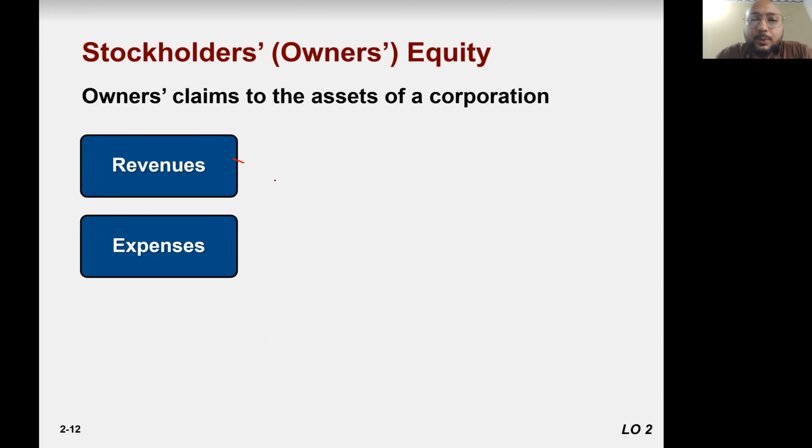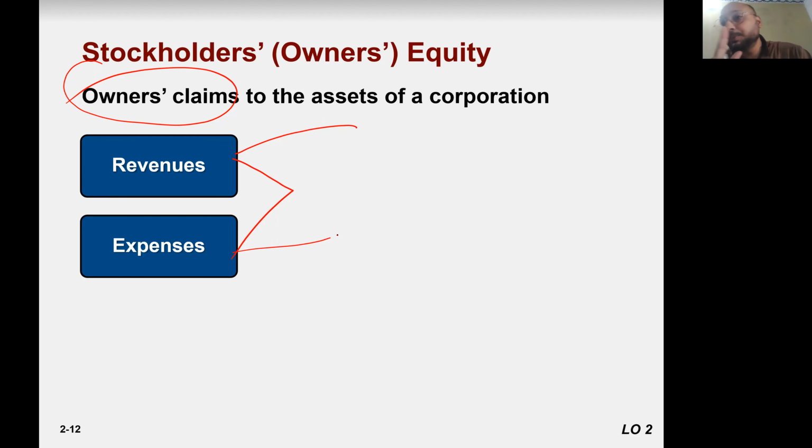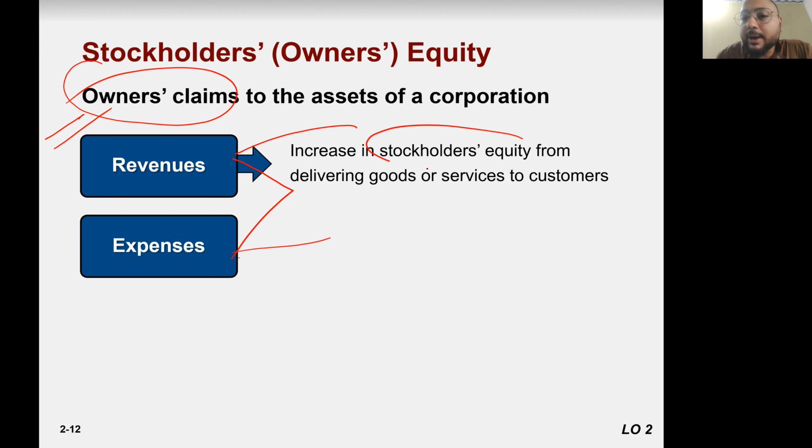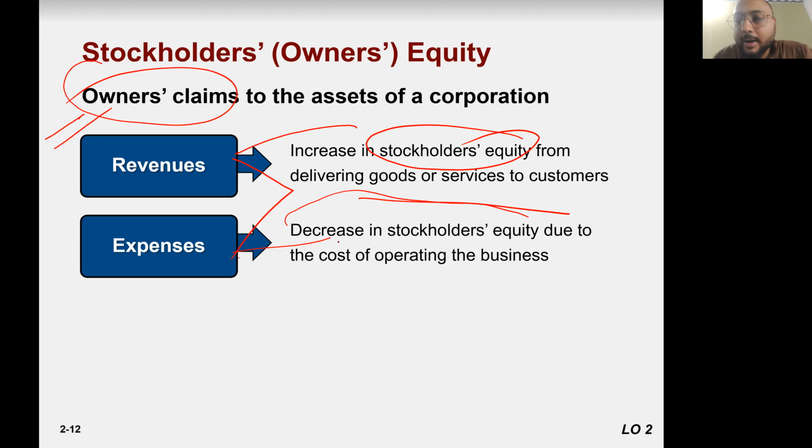Now, two others are also owners' claims because business belongs to owners, right? And if we are selling something and we are incurring any expense, that also belongs to the business, and business belongs to stockholders, and stockholders are owners. So that's why we call this revenue and expenses. They belong to stockholder equity, right? So revenue means increase in stockholder equity from selling goods and services. Expense means decrease in stockholder equity due to the cost of operating the business.